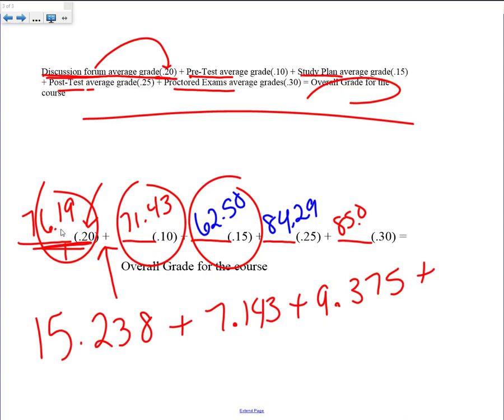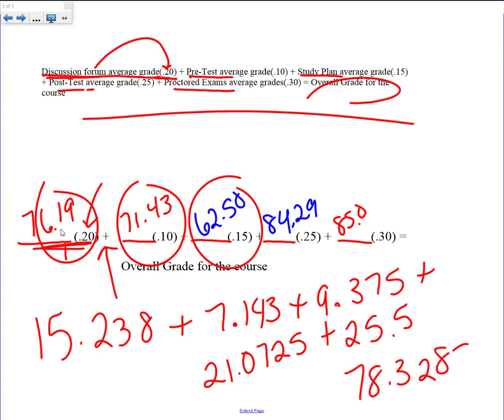84.29 times 0.25 is a 21.0725 plus the last category is 85.0 times a 0.30, which becomes 25.5. So now I'm going to add them together. So 25.5 plus 21.0725 plus 9.375 plus 7.143 plus 38. Enter. And 78.3285 is what I found.